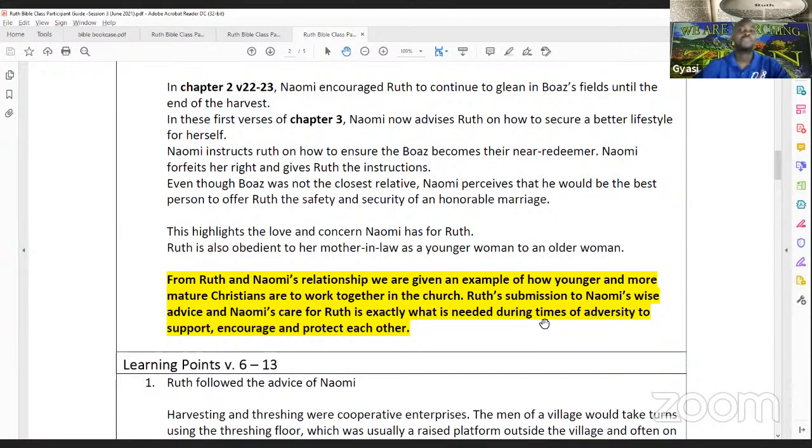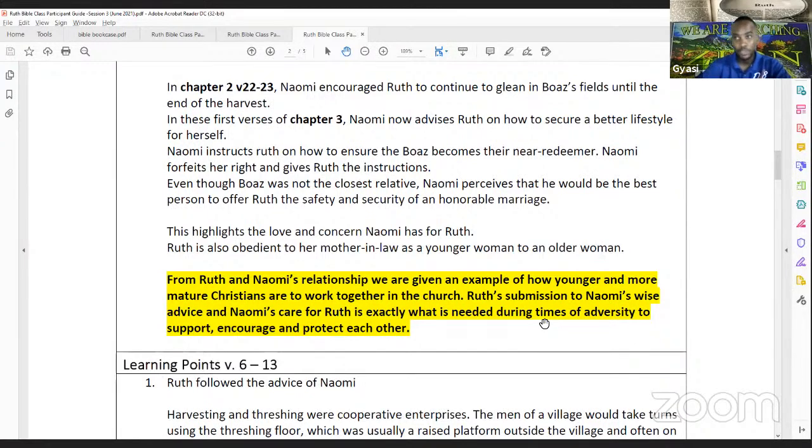But Naomi saw something better for her. As a mother, she looked out for the best interest of her daughter. And yes, they were not biologically related, but that bond and that love was there. And the encouragement for all of us tonight is to build similar bonds.